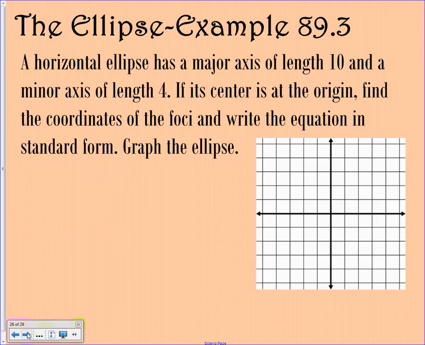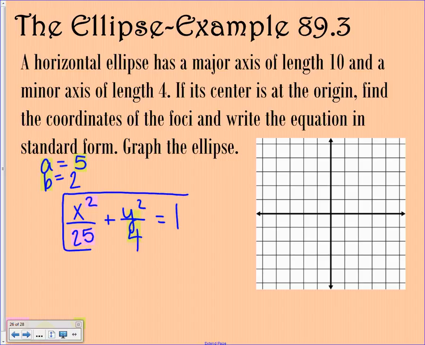We have a horizontal ellipse, has a major axis of 10 and a minor axis of 4. And the center is at the origin. We want to find the coordinates of the foci and write the equation and also graph it. So if our major axis is 10, that means that our A has to equal half of that, or 5. And if our minor axis is 4, that means that our B has to be half of that, which is 2. And so you can go ahead and write your equation. Our A is 5, so A squared is 25, and our B is 2, so B squared would be 4. And that would be your standard equation.